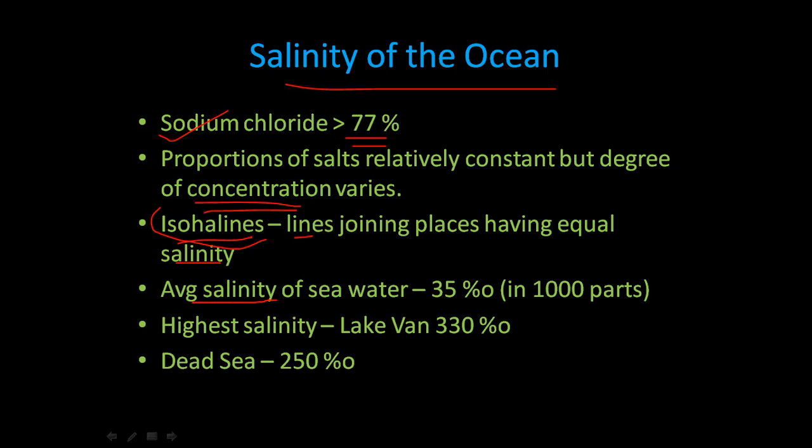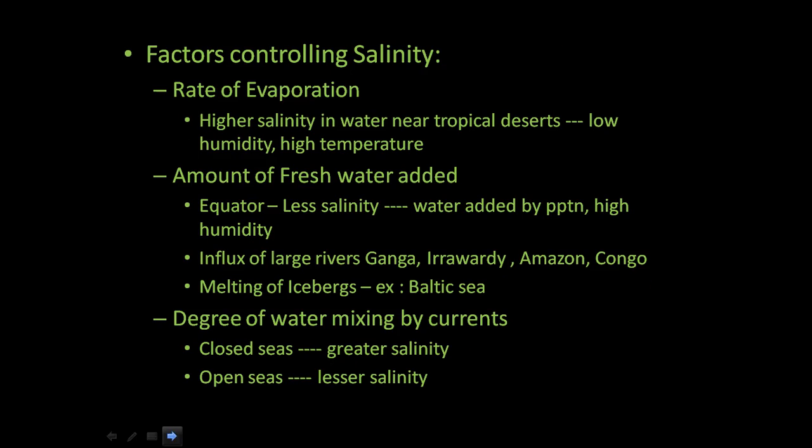Well, the average salinity of seawater is 35 parts per thousand. The highest salinity is observed in Lake Van, that is 330 parts per thousand, and the Dead Sea, as we all know, has 250 parts per thousand.